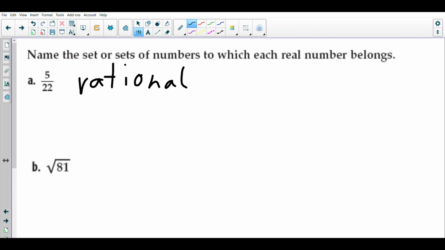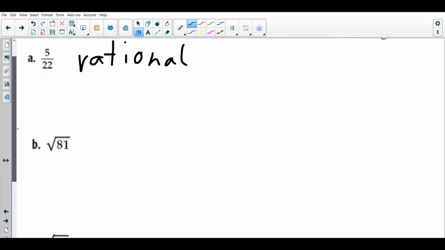Is it a whole number type? Well, no, it's not even a whole number. It's a fraction. So it's not an integer. It's not a whole number. It's not a counting number. So that's it. Square root of 81.